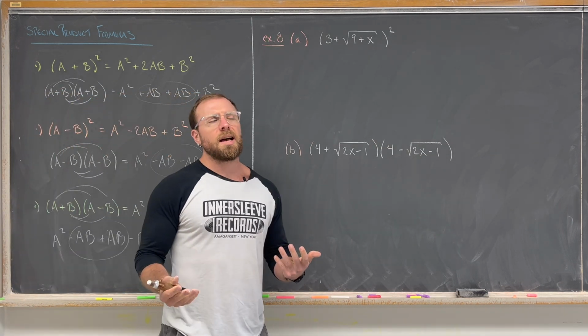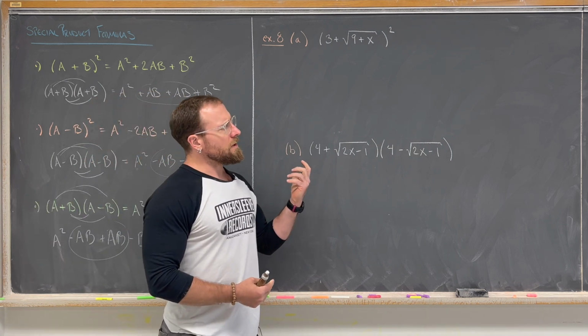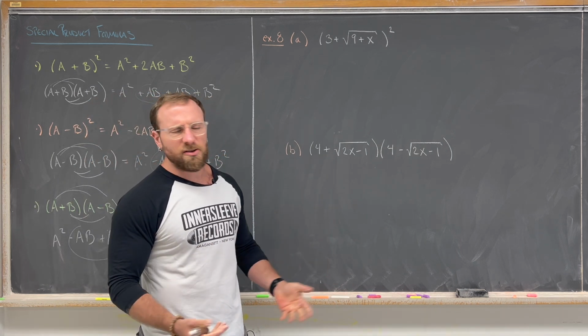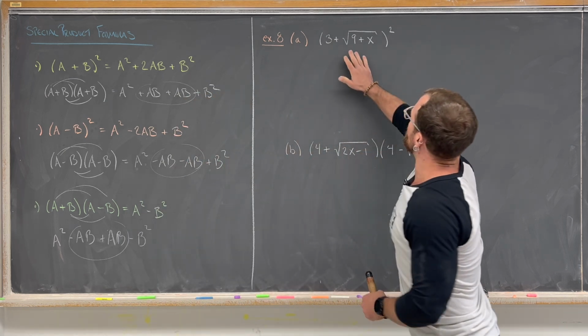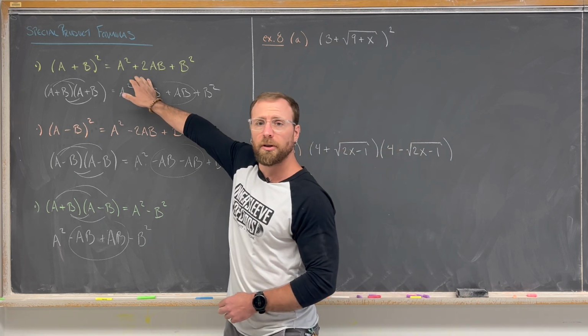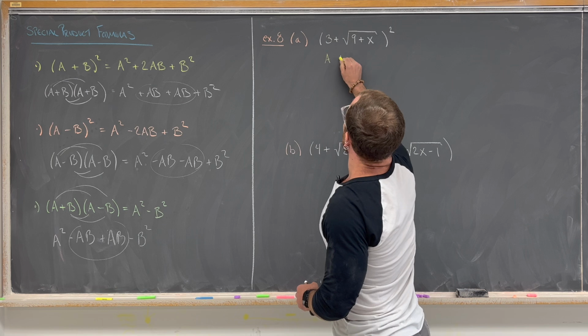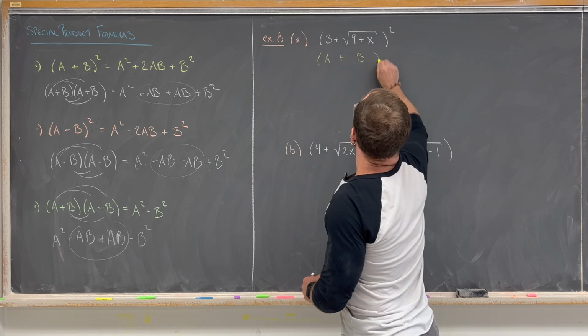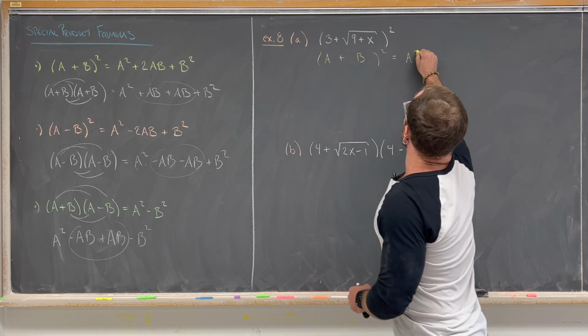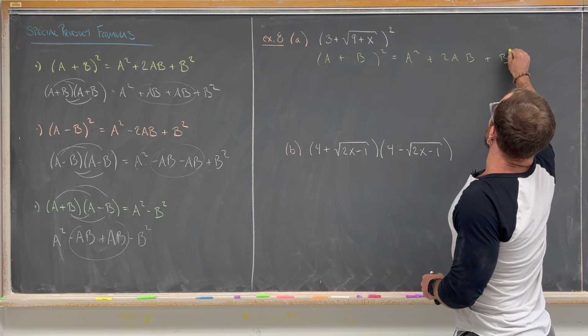And finally, let's see how these special product formulas can be used when the expressions that we see involve radicals. Okay? So here I've got a perfect square. It's a sum being squared, so I know I'm going to use this formula right here. And what does it tell me? Well, I can use it as a guide. It says that a plus b squared is equal to a squared plus 2ab plus b squared.